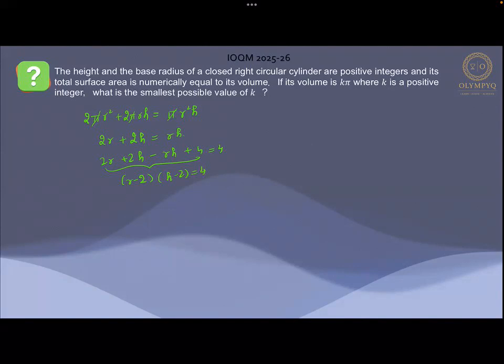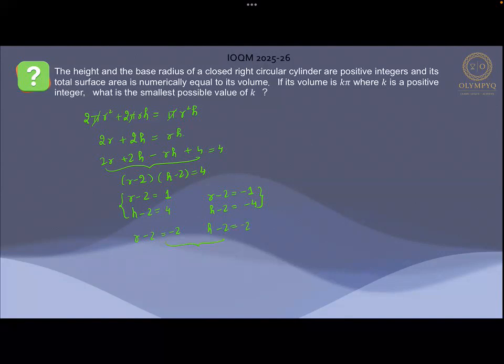Now, if it is equal to 4, then I can write that r minus 2 equal to 1, and in that case, h minus 2 is going to be equal to 4. This is the first one. Now, the second one will be r minus 2 equal to minus 1, then h minus 2 is going to be equal to minus 4. This is the second one. Now for the next one, r minus 2 is going to be equal to minus 2, and h minus 2 is going to be equal to minus 2. So, this is the third one.